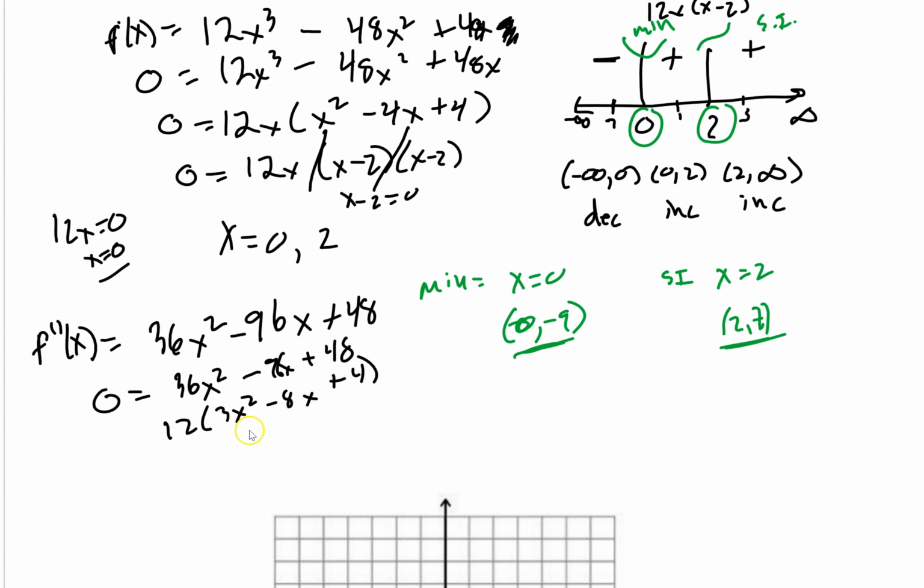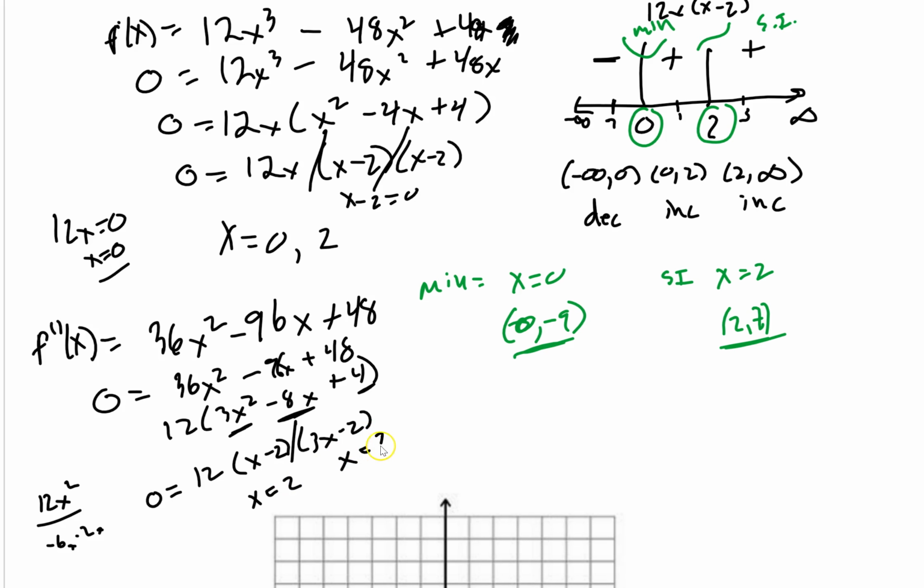Now again, I got to factor this. It's a fancy factoring, right? You multiply this thing by that thing, and you get 12x squared. Find the combination that gives negative 8, which in this case would be negative 6 and negative 2. Plug it in and factor. To save you some time, I'll tell you right now, it is x minus 2 and 3x minus 2. So my test points, my possible inflection points, are x equals 2 and x equals 2/3.